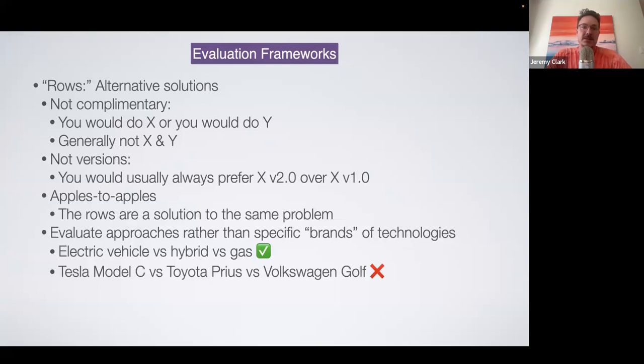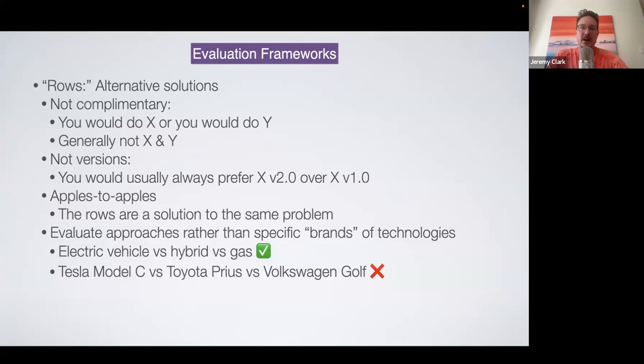Apples to apples means that you are comparing the same kind of thing to the same kind of thing. I'm trying to think of a good example. You wouldn't compare a firewall to a malware antivirus, because they're slightly different things. They both have to do with keeping your laptop secure, but they don't ultimately have the same goal. So you want to compare two things that do.